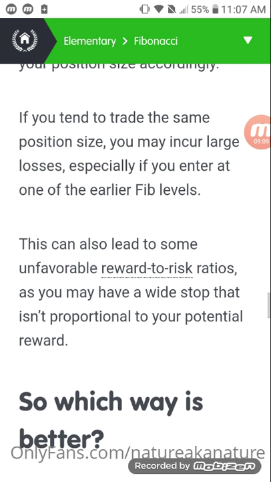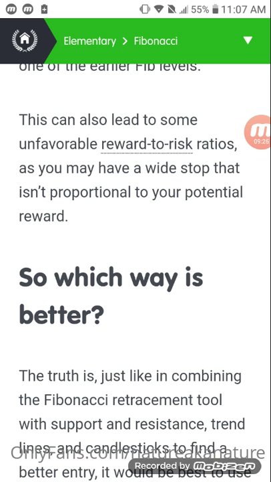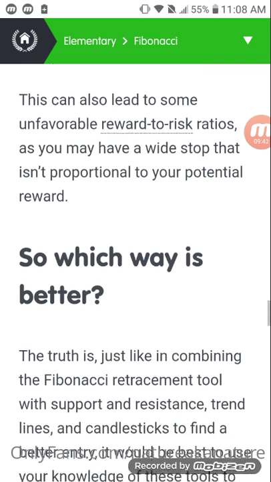So it's good not to be greedy. Work on your position size. Don't just try to gamble all your money because you're trying to get a quick come up. It doesn't work like that. You're not going to get rich overnight in the market. This can also lead to some unfavorable reward-risk ratios and may cause a lot of problems for you with wide stops. So it's important that you proportion your potential reward. Don't just risk it all.